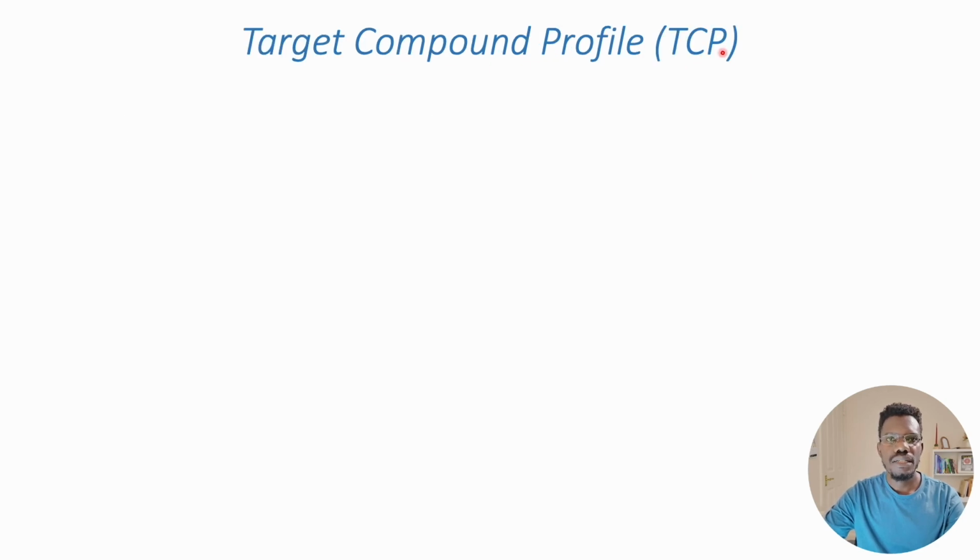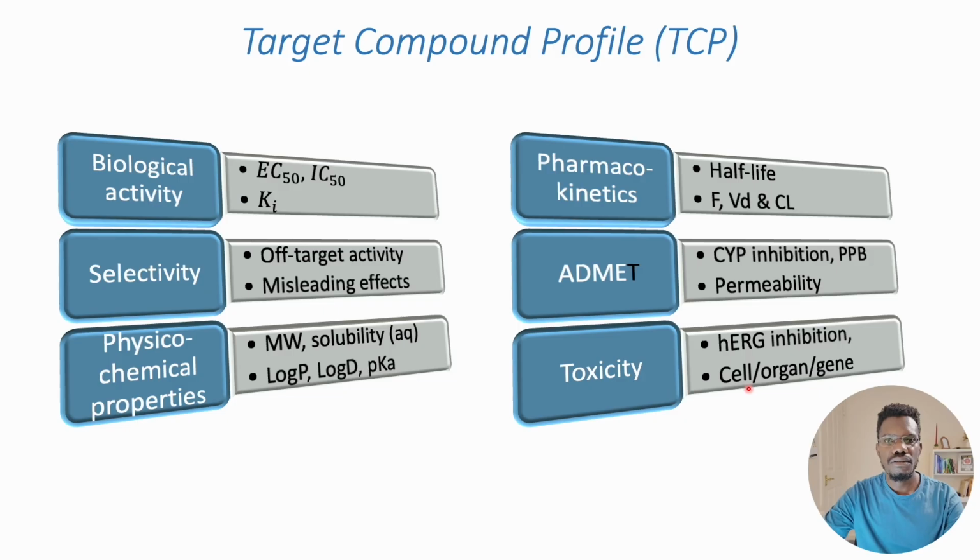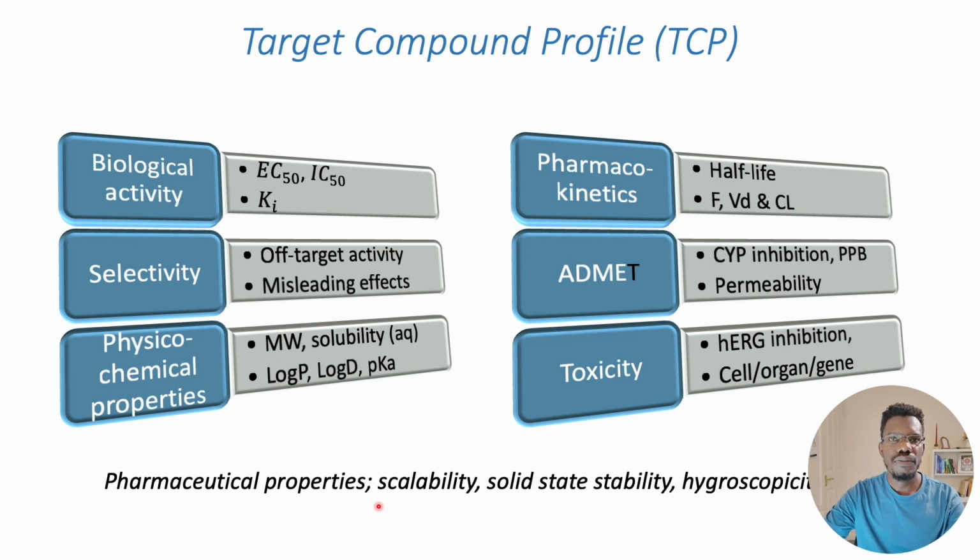The target compound profile, or TCP, defines the characteristics required for a molecule to progress successfully into drug development. It has key parameters, including potency of biological activity measured by metrics such as IC50 and EC50, selectivity, which looks at the off-target activity, toxicity, which could also look at the cytotoxicity, pharmacokinetics, physicochemical properties such as the partition coefficient, and the pharmaceutical properties for developability assessment. Defining a TCP early establishes clear progression criteria and ensures that the discovery activities remain aligned with the desired clinical outcome.